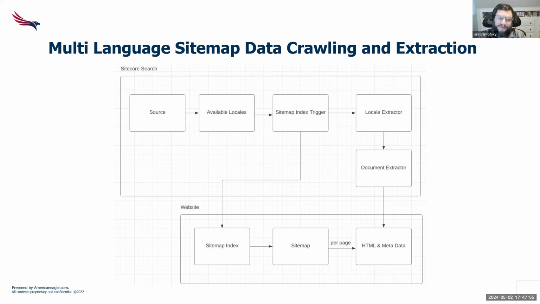So we've introduced the sitemap index trigger, which looks at a sitemap index. For those that are not familiar with that, it's just a collection of sitemaps. So you have a sitemap index that we are pointing our trigger at. That's the main difference. And we have a locale extractor. So that changes up the picture just a little bit.